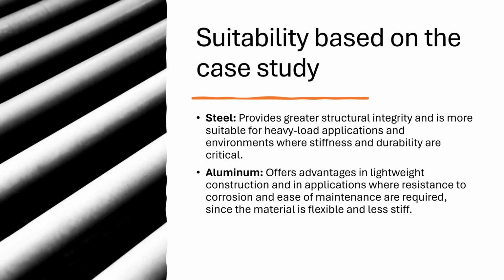So the suitability based on the 3D model structure or the case study that I did: steel provided greater structural integrity and is more suitable for heavy load applications, an environment where stiffness and durability are critical. Aluminum offers advantages in lightweight constructions and in applications where resistance to corrosion and ease of maintenance are required, since the material is flexible and less stiff.